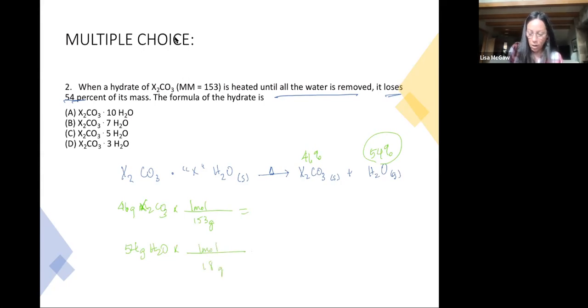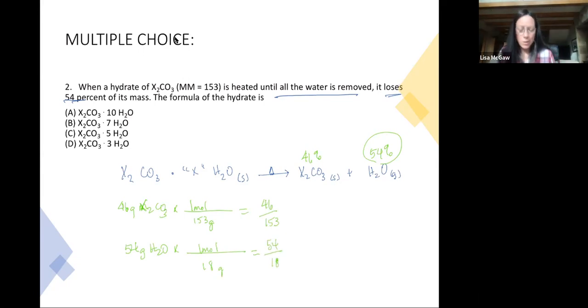You wouldn't have to get all of those digits. When you're working a multiple choice question, do not think you have to go and get every decimal point. You've just got to get in the ballpark, all right? So if I take 46 and divide by 153, it's like, oh my gosh, what do you want me to do? So look at the math and let's see if we can kind of mental math that one out.